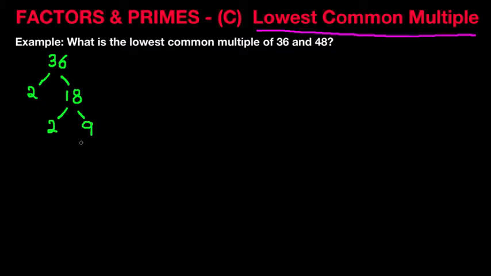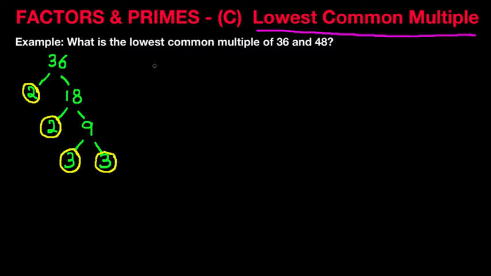9 cannot be divided by 2 because it's not an even number, but the next smallest prime number is 3. 9 divided by 3 is 3. So here we have worked out all the prime factors for number 36. It's 2 times 2 times 3 times 3.